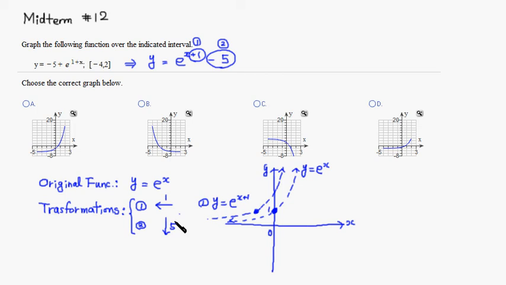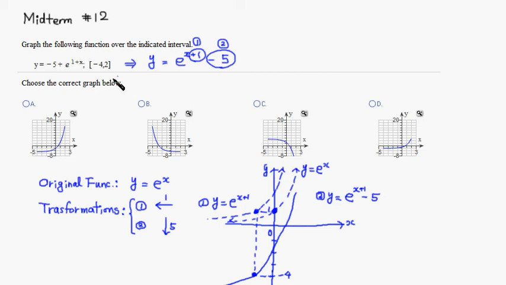Then after that, we have to shift down by 5 units. We start from 1 here, so it's going to go down to negative 4. So it's 1, 2, 3, 4. So here's negative 4, and here's negative 1. It goes straight down by 5 units, so the reference point is going to go here. Then you would have the same shape, an exponential function which looks something like that. So this is the graph of y equals e to the x plus 1 minus 5.